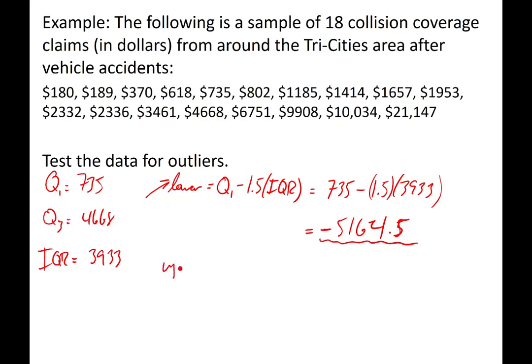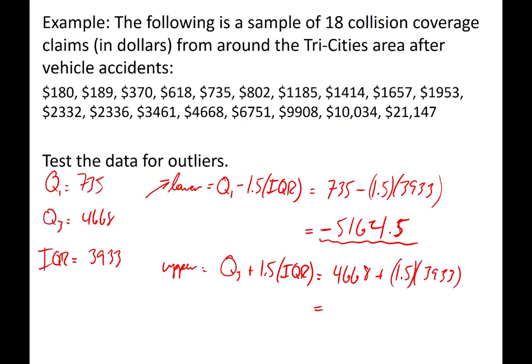So then we would get our upper bound. We need to go from Q3 up 1.5 IQRs. So we're going to go from 4668 plus 1.5 times 3933. That'll get us our upper bound. What does that come out to be? Somewhere around 10,000 or something, I think. 10,567.5. Okay, so there's our upper bound.